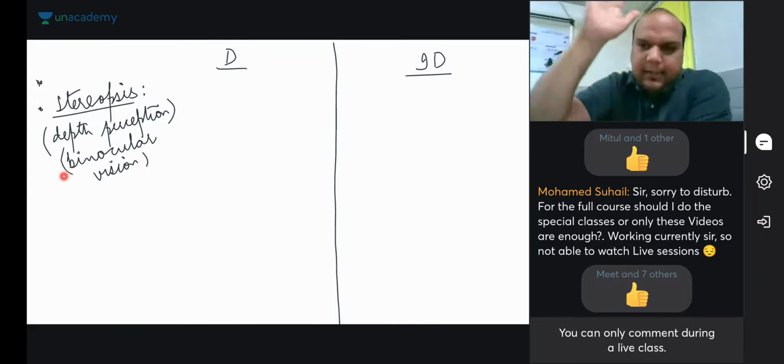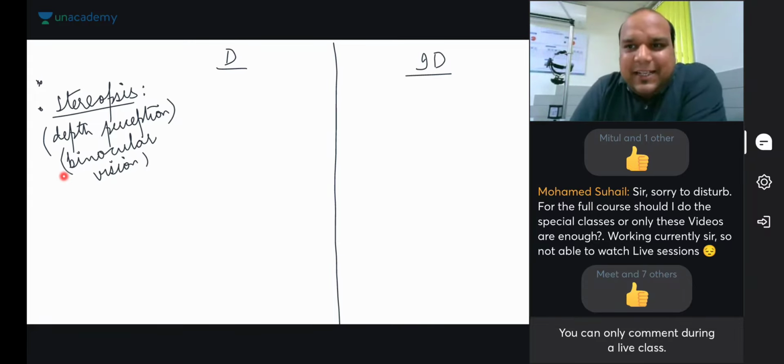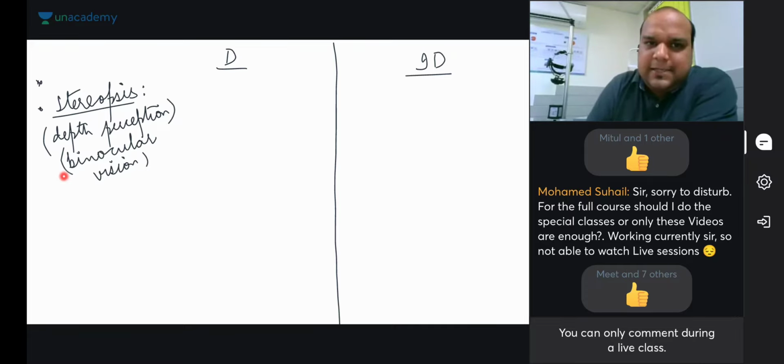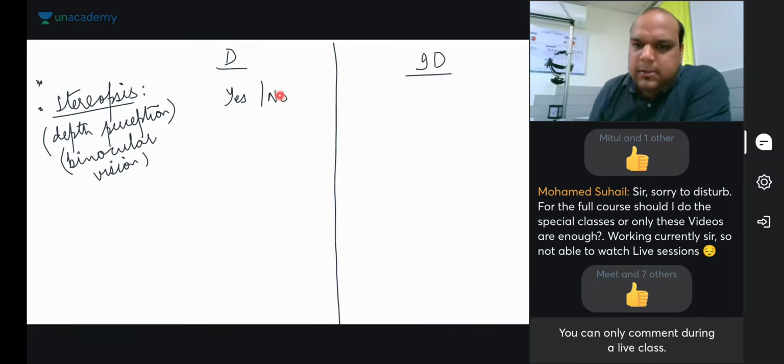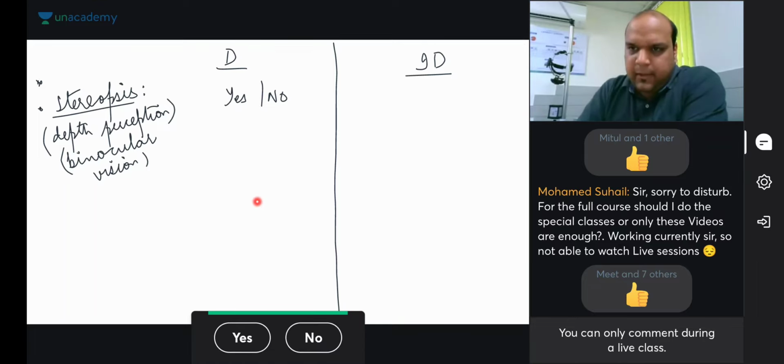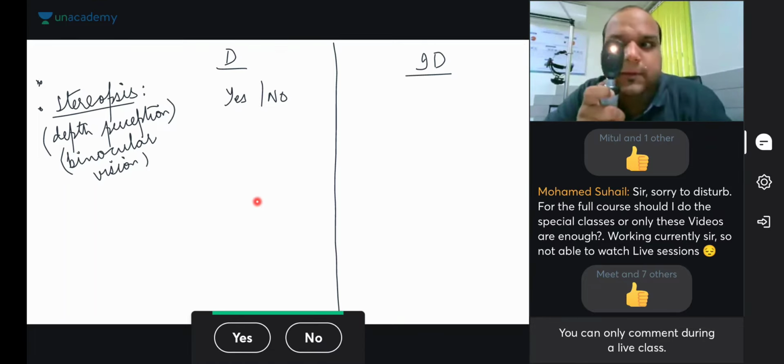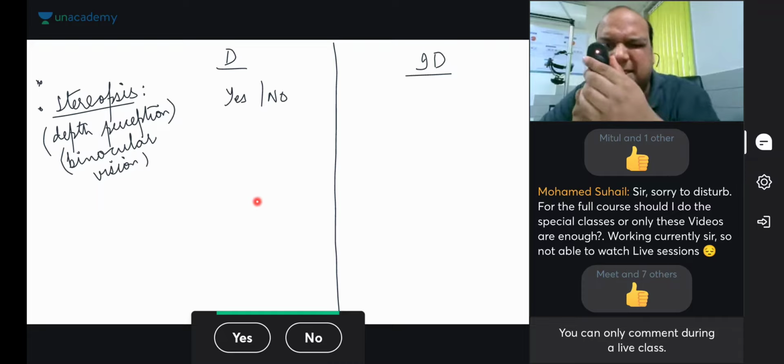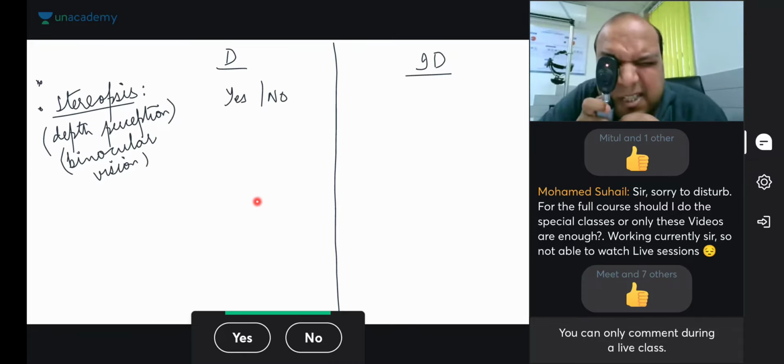Now, if you understand this, I ask you, is stereopsis present or absent for direct ophthalmoscopy? Yes or no? Everybody, see the instrument. I'm showing how to do it. See my eyes. See how am I examining it? I have closed one of the eyes. Through the other eye, I'm keeping the instrument in front of me and I'm examining the patient's eye. Stereopsis, anybody?